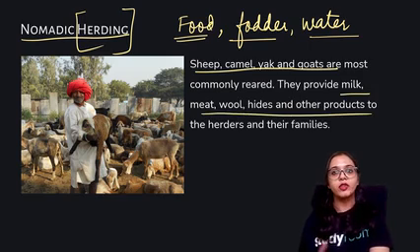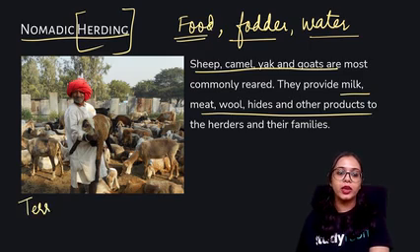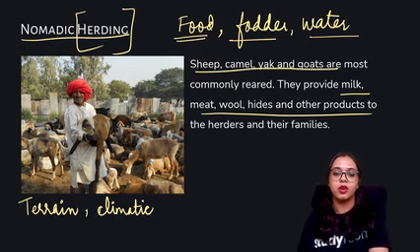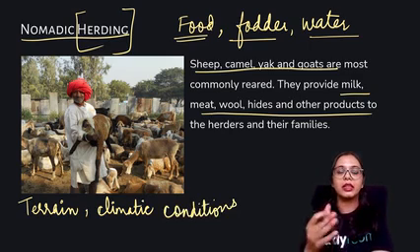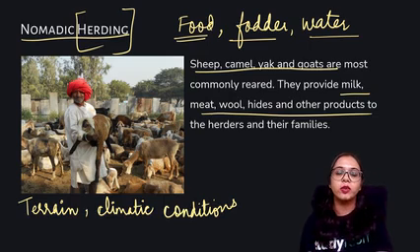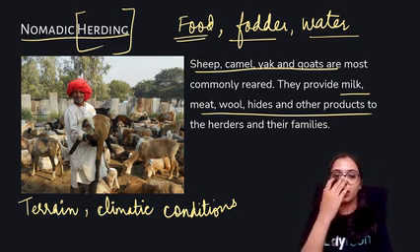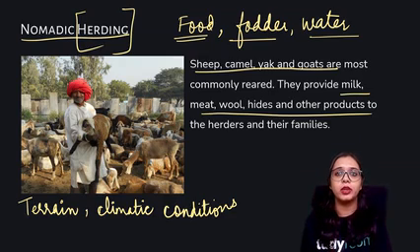Why? Because there would be a difference in terrain where he is living, and also a difference in the climatic conditions, not resources. What climatic conditions? Sunlight, rainfall. So whenever he senses the climate is changing, or the terrain is not favorable to him or his respective cattle, because the herd may graze all over that particular area, and then there will be no availability of pasture land or grazing land.